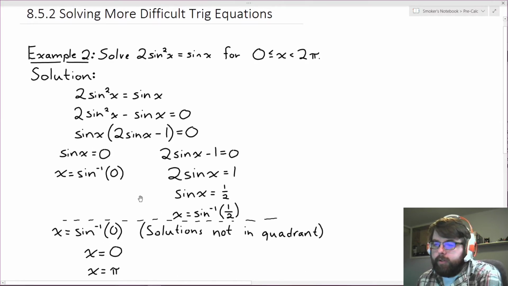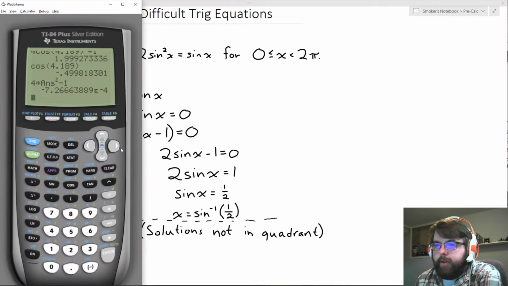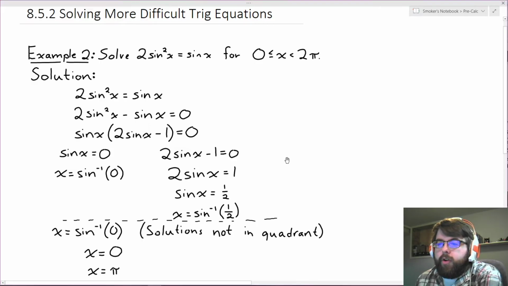Sine of 0 is 0, and the other place that sine is 0 between 0 and 2 pi is at pi. So sine of 0, we're in radians here, is equal to 0. Sine of pi is also 0. So there are two solutions between 0 and 2 pi in which sine is 0: 0 and pi. But they're not in quadrants, so the quadrant reference angle formulas won't work.